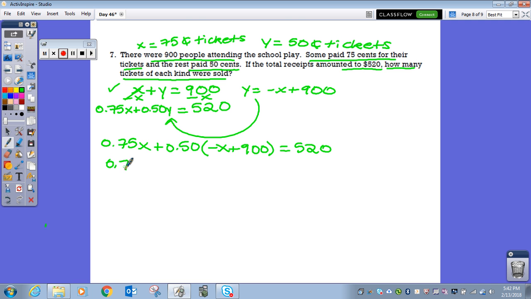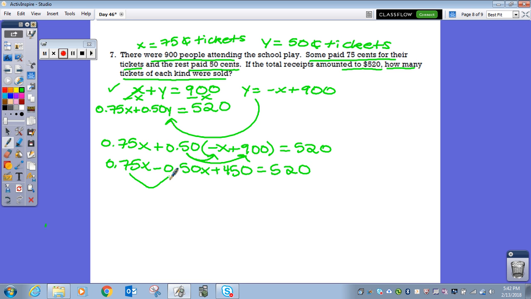Okay, and so I'm going to go ahead and distribute now. And when I distribute, let's slow down a little bit here. When I distribute, I'm going to distribute the 0.5 into both terms inside the parentheses. So this is going to end up being minus 0.5x plus 450, and this is equal to 520.